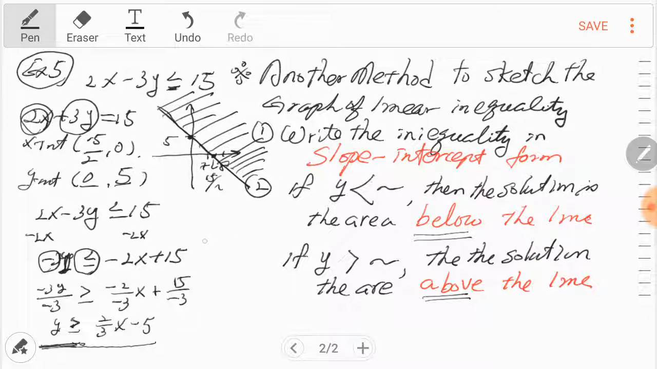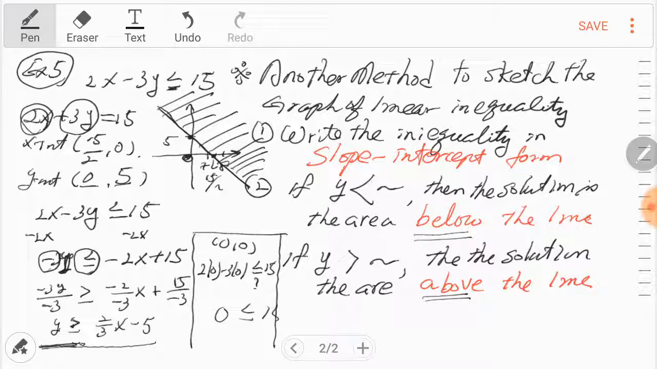We can try substituting any point not on the line. So let's try this point, 0, 0. Then the inequality is 2 times 0 minus 3 times 0 is less than or equal to 15. Let's check if this is correct. 0 minus 0 is 0. Then that is less than or equal to 15.